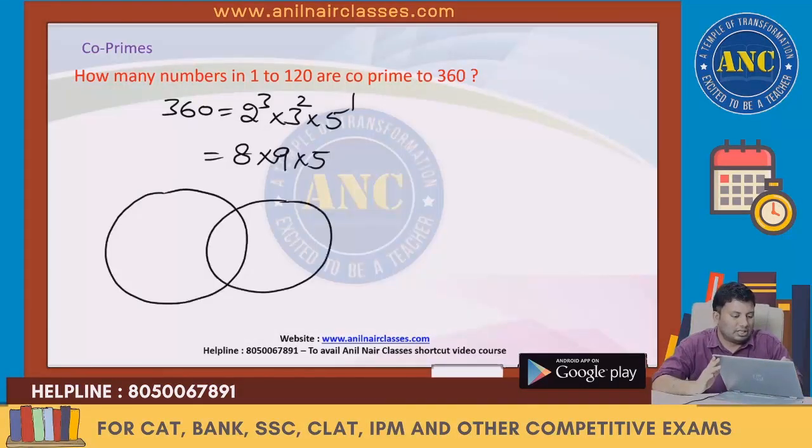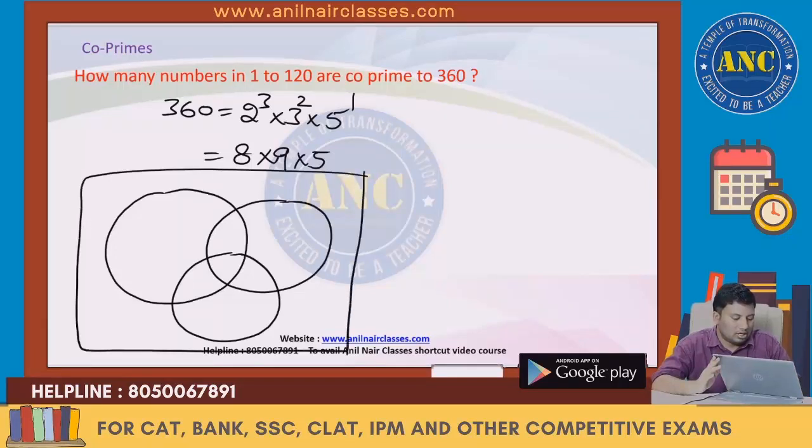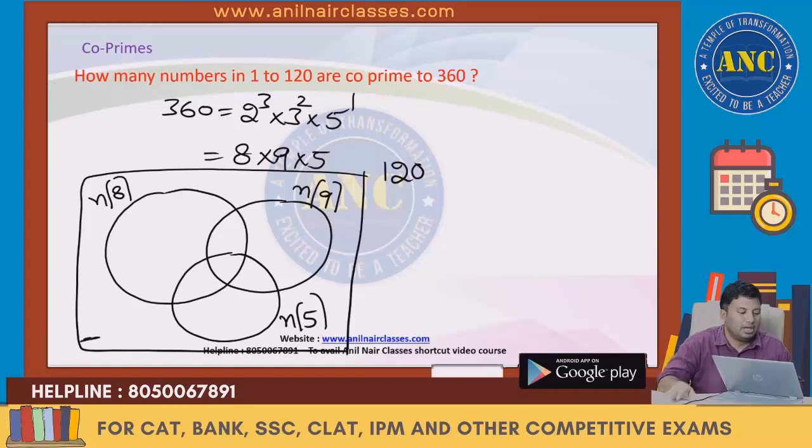Total, it is this. How many numbers? Total 120 numbers are there. How many are divisible by 8? How many are divisible by 9? How many are divisible by 5? How many are not divisible by 8, 9 and 5? 8 is nothing but 15. 8 15s are 120. 9 13s are 117. 9 14s are 126.